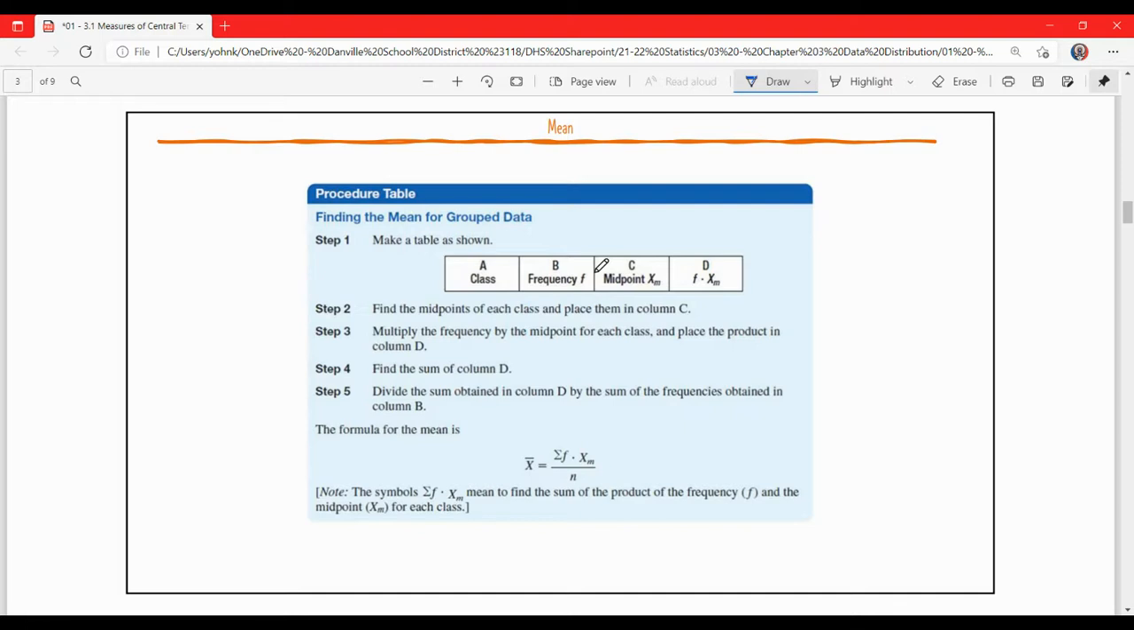It's called finding the mean for grouped data, and it involves making a table with these 4 columns, finding the midpoints of each class and placing them in column C, multiplying the frequency by the midpoint for each class and putting that product in D, finding the sum of D, dividing the sum obtained in D by the sum of the frequencies in B. Here's your formula for the mean of a grouped frequency distribution. Obviously, that means nothing until we do an example.